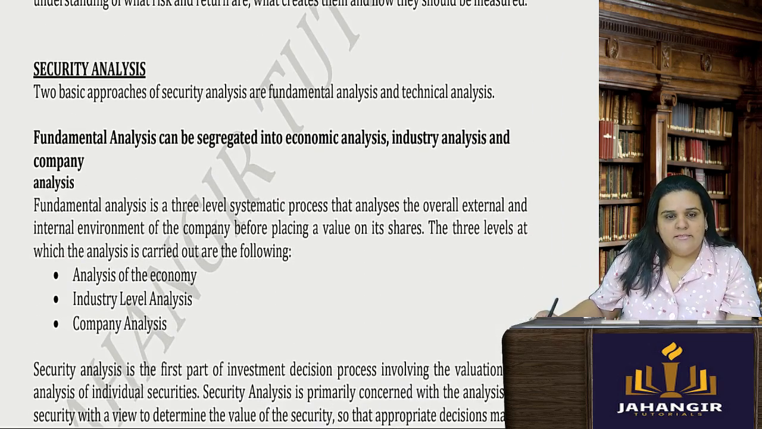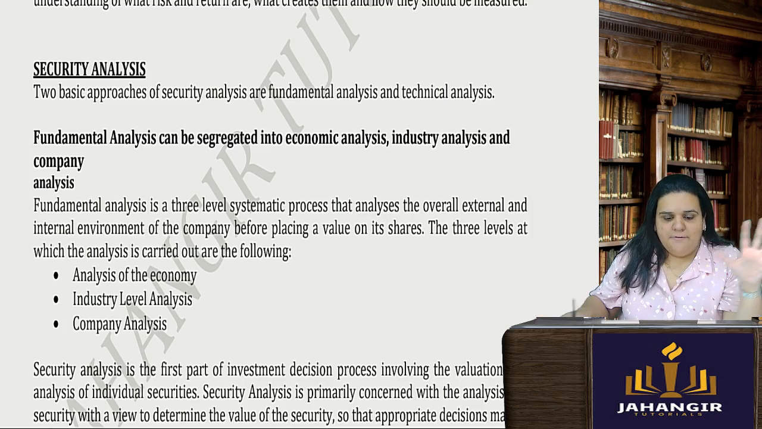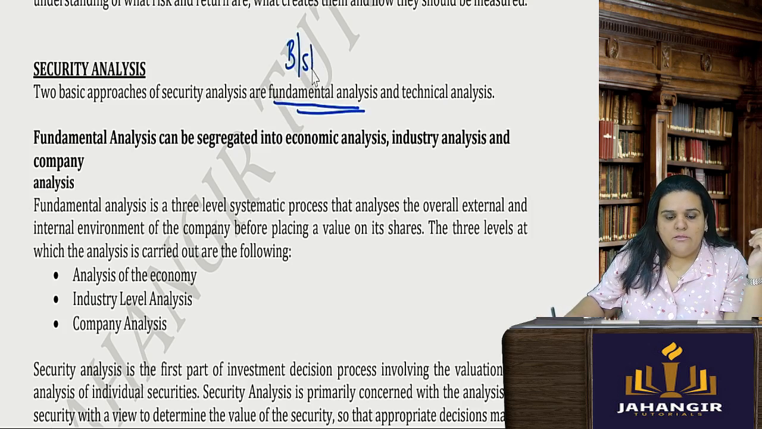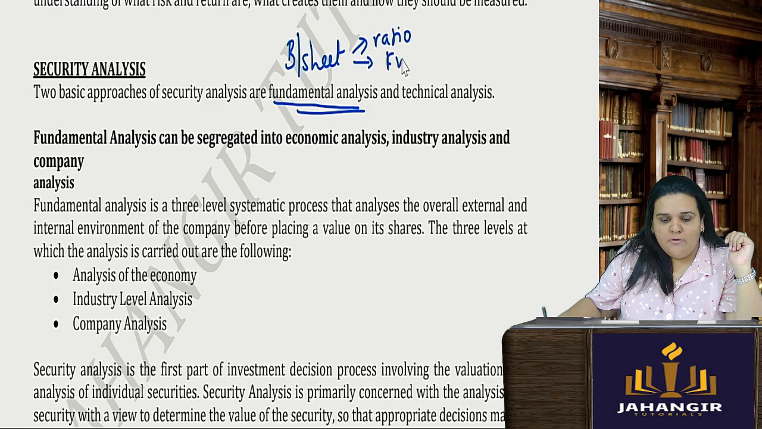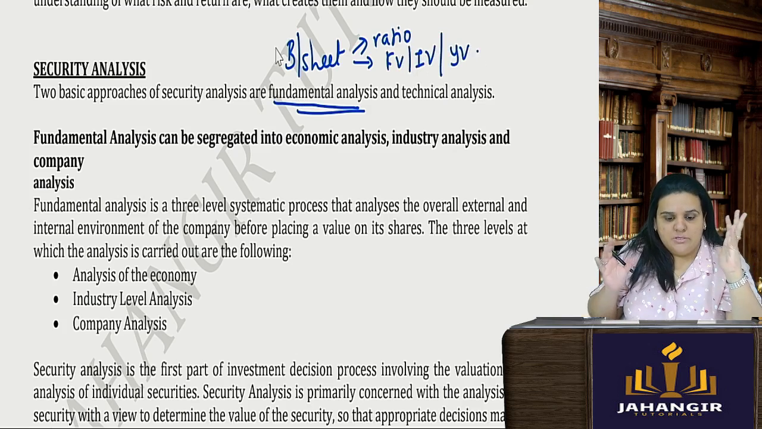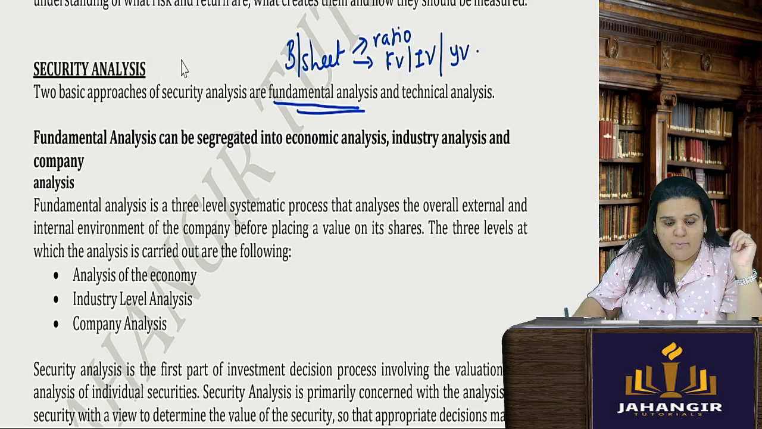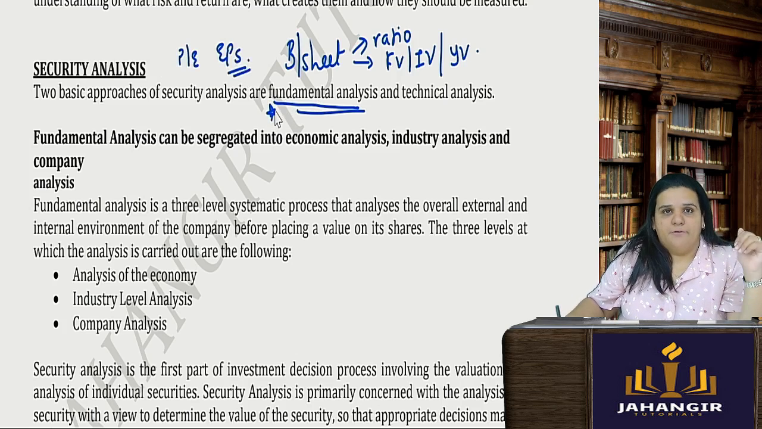Now, security analysis. First we see the fundamental analysis: the balance sheet and the ratio analysis which we had done in our accounts. Then we did intrinsic value, finding the fair value, yield value, based on the balance sheet and the fundamentals of the organization: how much is their price earning ratio, how much is their earning per share. This is the analysis done by Warren Buffett before he makes any investment in any security.